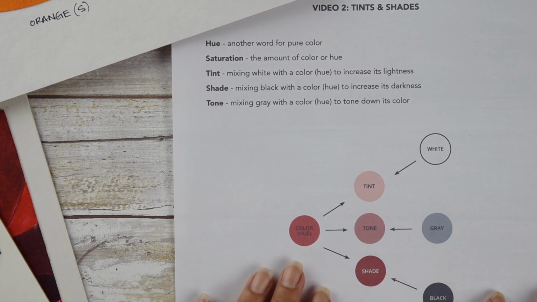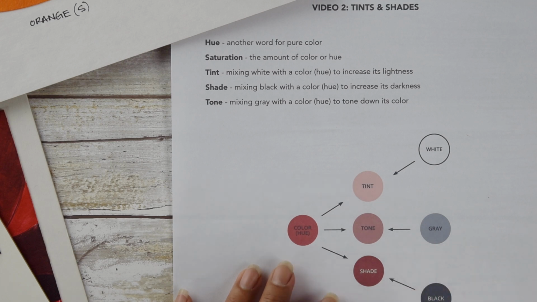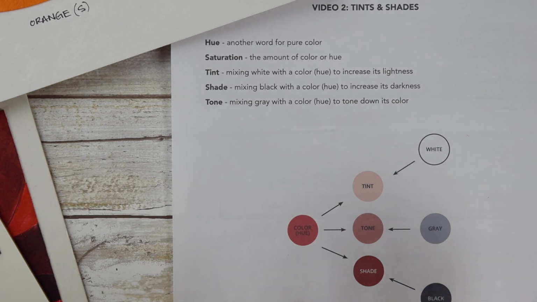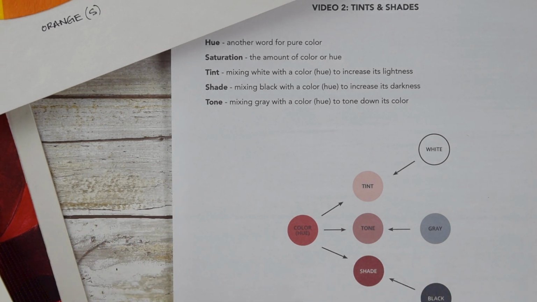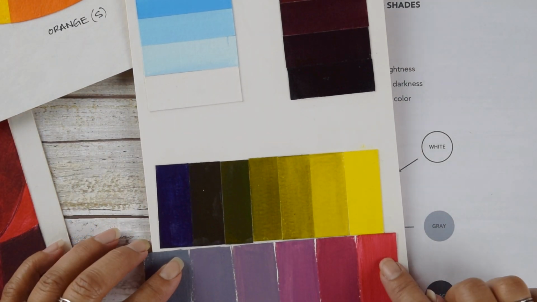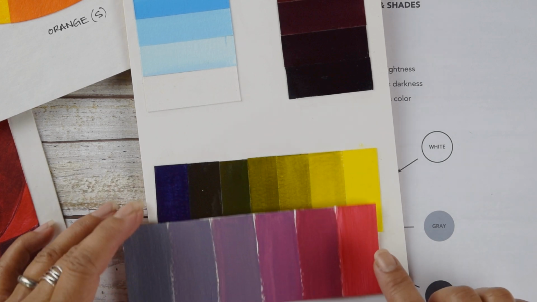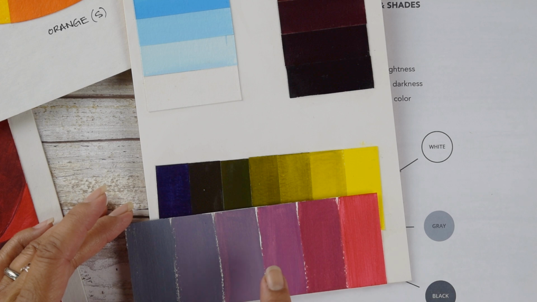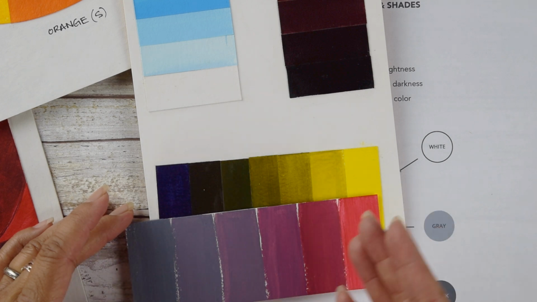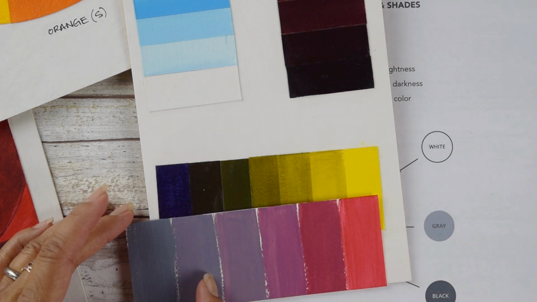And then the next term I want to go over is saturation. Saturation is really the amount of hue that's in that color. When you're mixing color, you can actually change the amount of saturation. Here's an example. This is 100% red, and as I add gray to it, it begins to shift the saturation. In other words, there's less and less red as I start changing that color with gray.